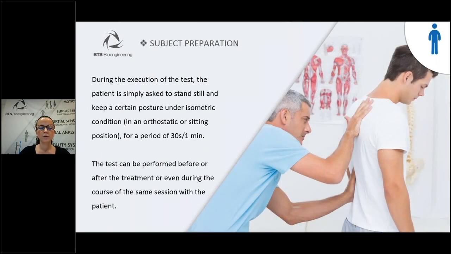The execution of the test is therefore very simple. The patient must simply remain still and maintain the orthostatic posture in isometric condition for a period of time from a minimum of 30 seconds up to 1 minute. The test can be performed before and after the rehabilitation therapy, maybe based on corrective postural gymnastics, to highlight any change in the state of muscular tension.